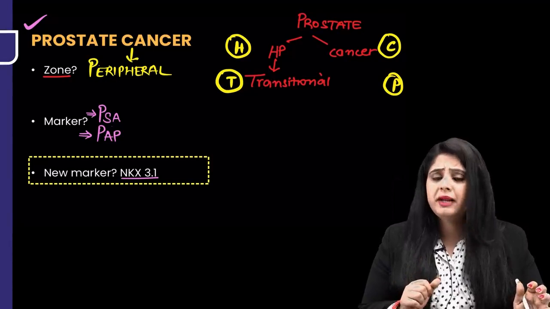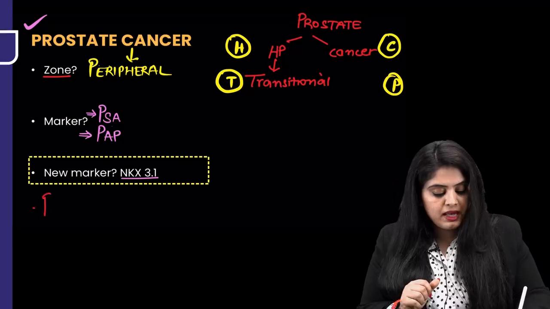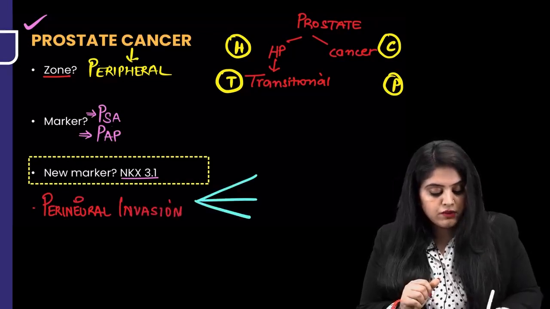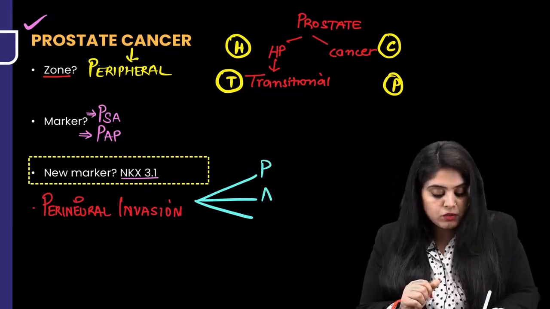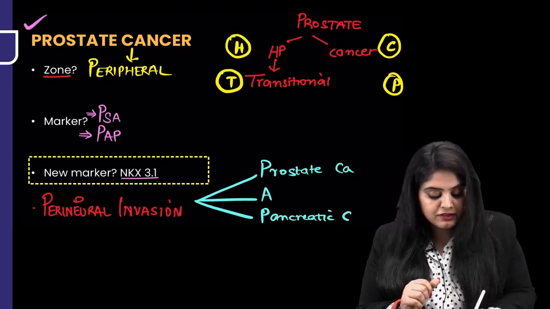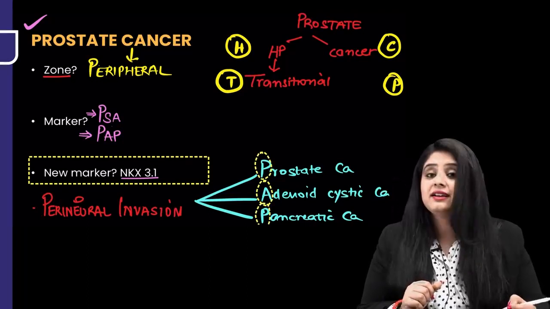In terms of clinical spread, remember prostate cancer is very famous for showing you perineural invasion. It's going to go and invade the nerves. Remember guys, there are 3 tumors in pathology which show perineural invasion, the PAP tumors. One is prostate cancer, another P is pancreatic cancer, and the other one is adenoid cystic carcinoma. Repeating, prostate cancer, adenoid cystic carcinoma, pancreatic cancer.